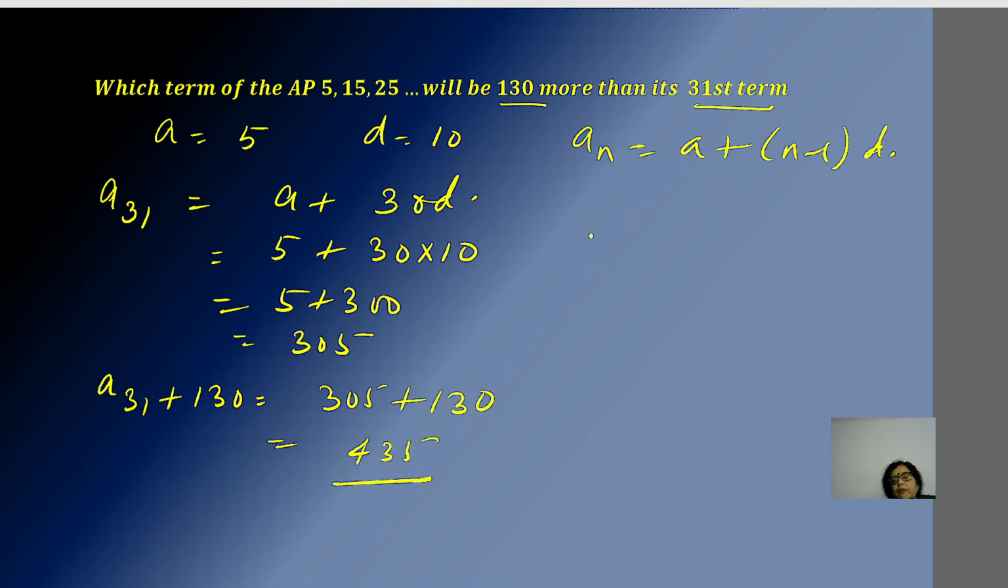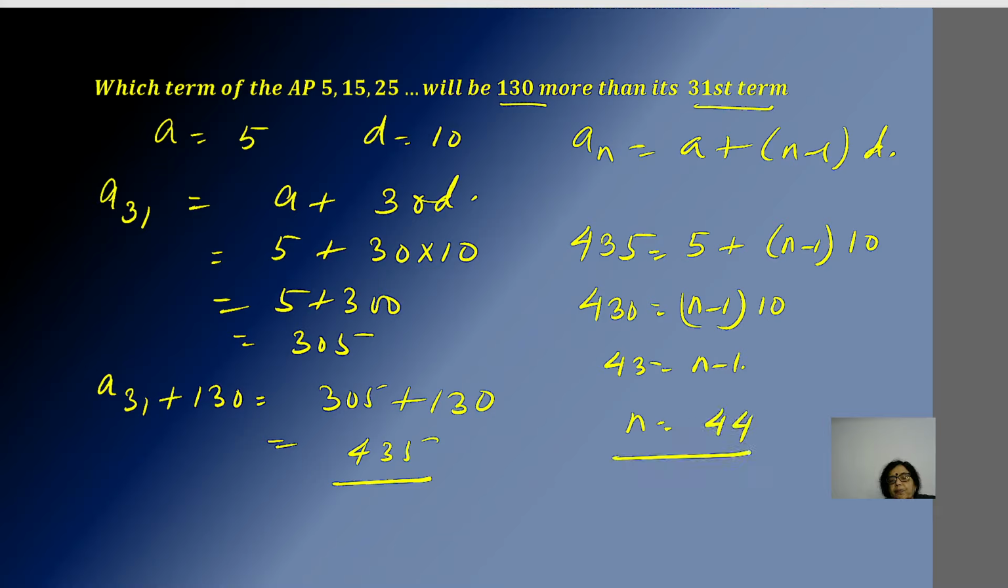So now we have to find out 435 is which term number, or which term is 435. So this becomes 435 is equal to 5 plus (n minus 1) into 10, or 430 is equal to (n minus 1) into 10. So 43 is equal to n minus 1. So n is equal to 44. So this means the term number is 44, which is equal to 435.